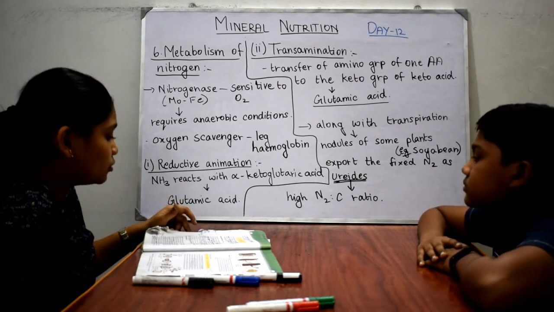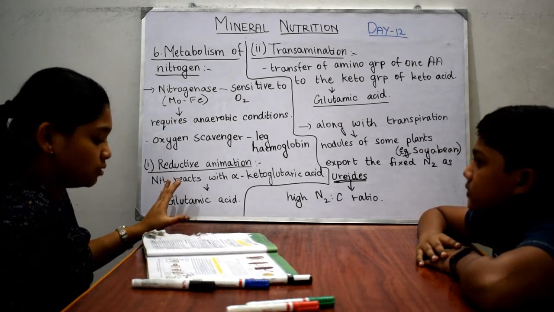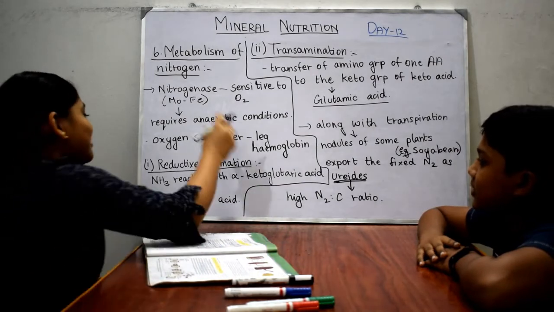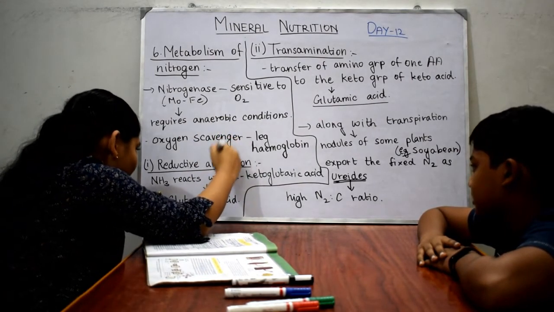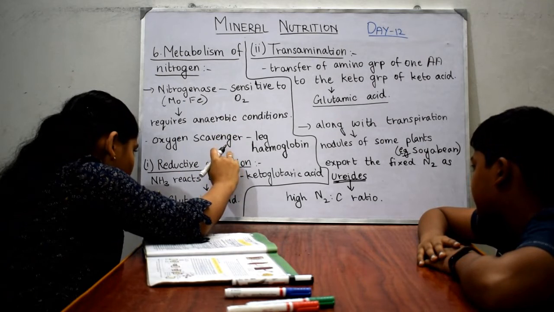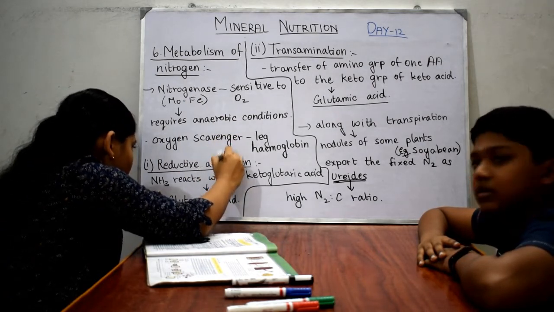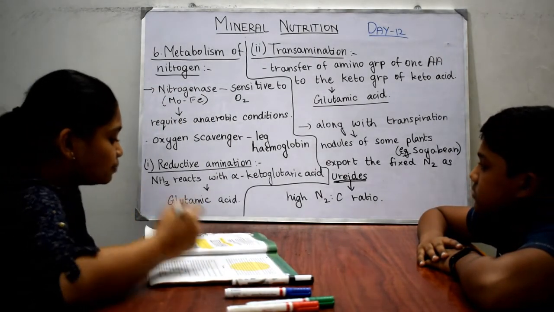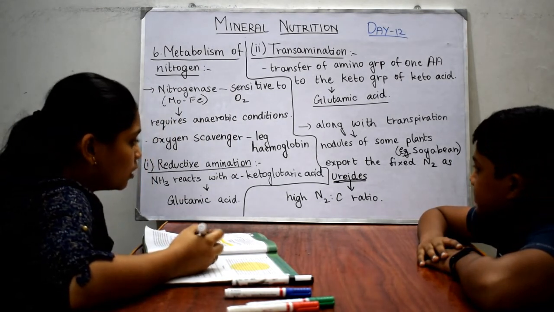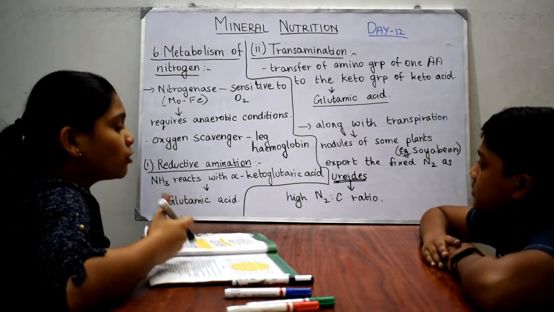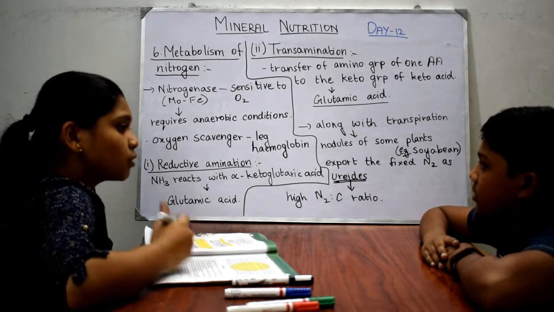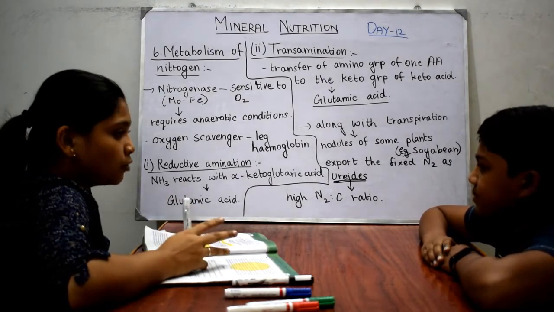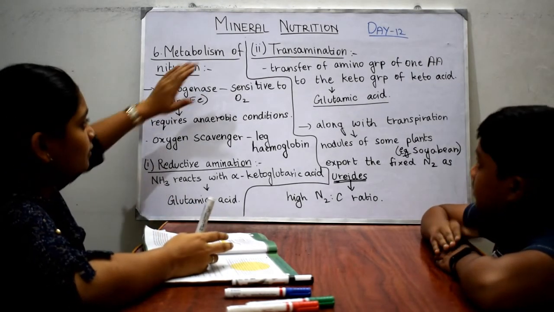Now we are going to see reductive amination and transamination. What is ammonia converted into? Is it converted to amino acids or what? How is it converted after entering the plants? Based on that, it is divided into two: reductive amination and transamination.